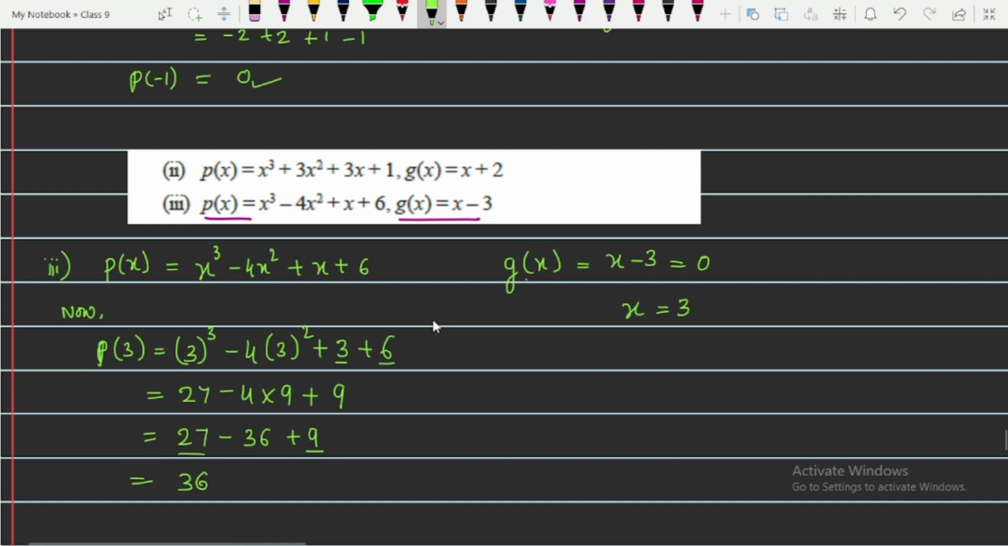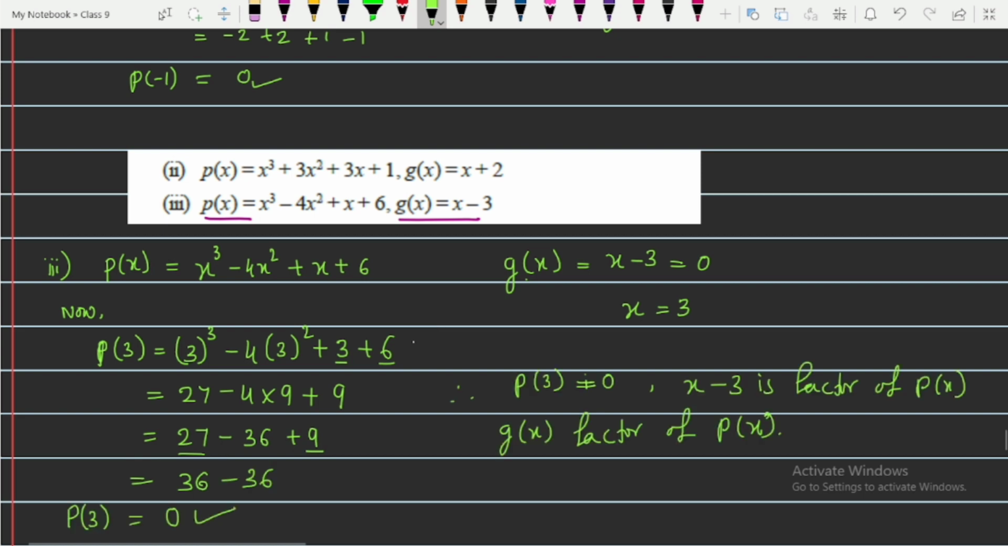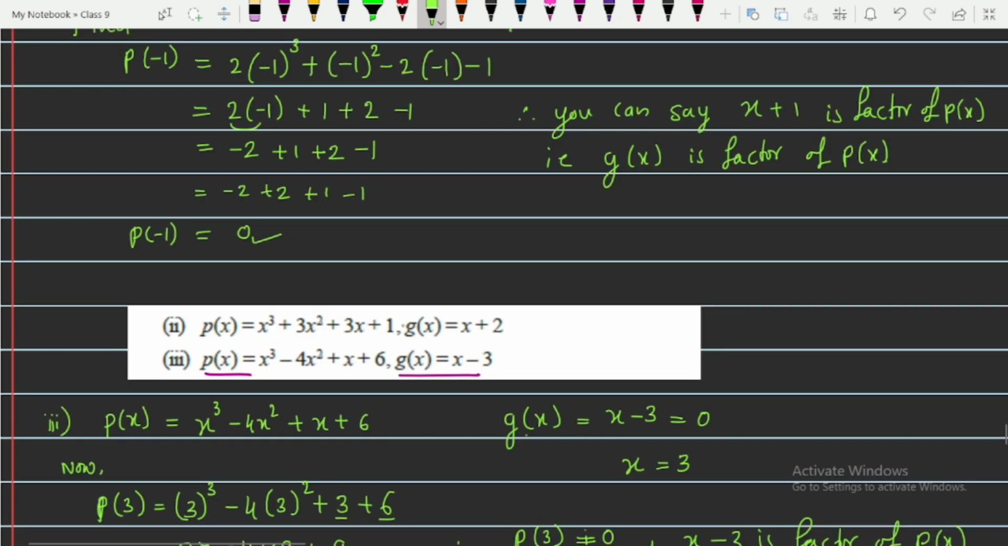So p of 3 is equal to 0, right? So now you can say yes. If p of 3 is equal to 0, then x minus 3 is a factor. That is the factor theorem. Yes, a factor of p of x. That is, g of x is a factor of p of x. In this way you can simplify question number 2. I hope you can do question number 2.